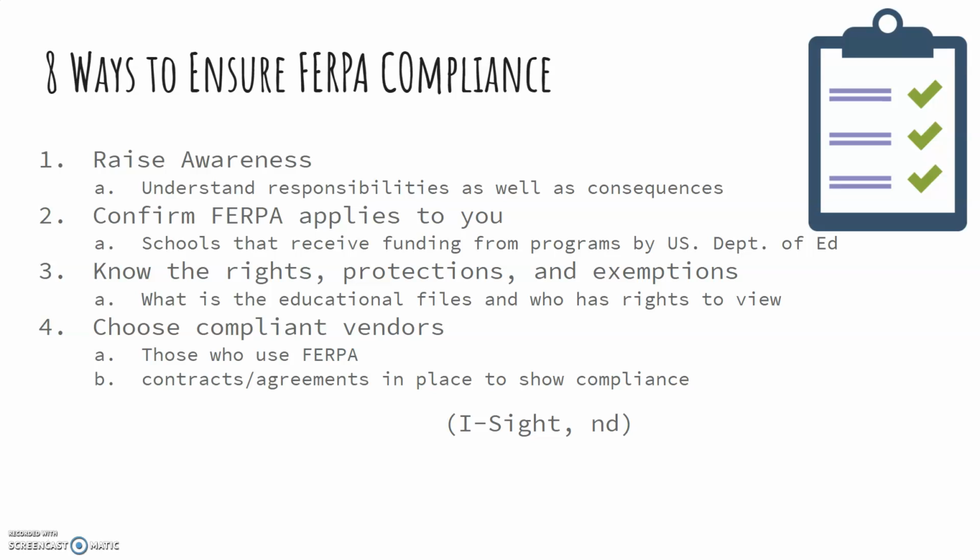Eight ways to ensure FERPA compliance. First of all is just to raise awareness, so just understanding the responsibilities as well as consequences. Confirming that FERPA applies to you, and so we talked about how this would be schools that receive federal funding from the Department of Education. Knowing the rights, protections, and exceptions. So this is what is in the educational files and who has rights to view those.